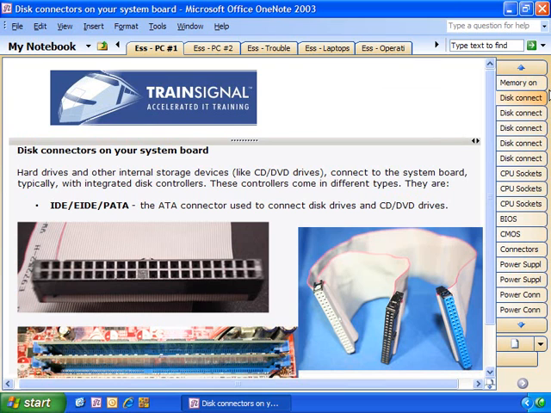And now let's talk about disk connectors on the system board. Hard drives and other internal storage devices like CD and DVD drives connect to the system board, assuming you have an integrated storage controller on your system board. These controllers come in different types. The first one we're going to talk about is IDE, or EIDE, or PATA. The ATA connector used to connect disk drives and CD/DVD drives is commonly PATA.